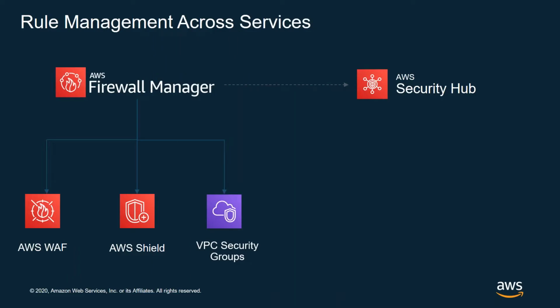And so when we talked about the different services that AWS Firewall Manager supports, AWS Firewall Manager helps you manage AWS WAF, AWS Shield, as well as VPC security groups. And findings related to the use of AWS Firewall Manager are also sent to AWS Security Hub. And for the scope of this particular presentation, we will focus on Firewall Manager as it relates to AWS WAF and AWS Shield.